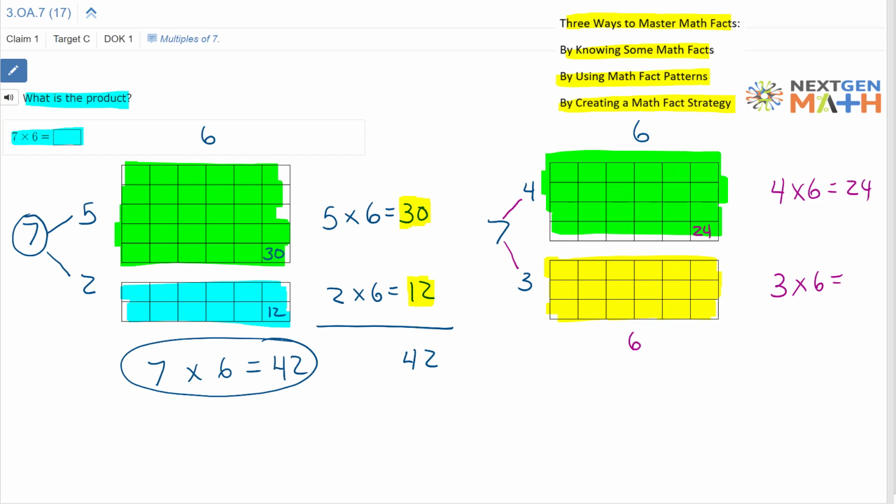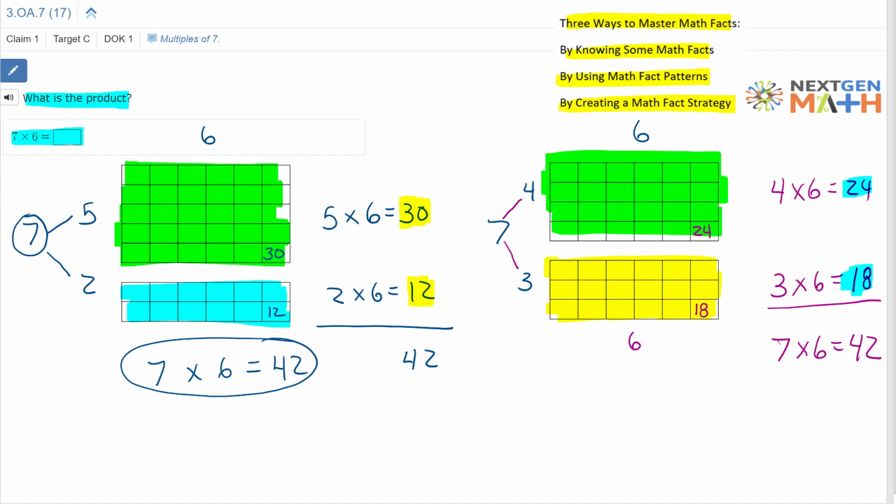And 3 times 6, well, 3 times 6 is 18, and that 3 can also tell us the pattern for 3s, which is a singles and doubles. So 3 times 6 is 18. So what is 7 times 6, or 7 rows of 6? What we're going to do is add 24 and 18, and that number is 42.